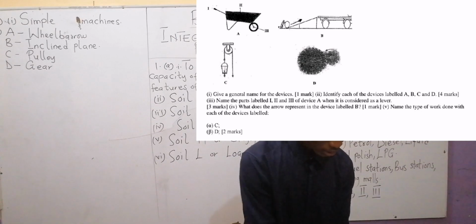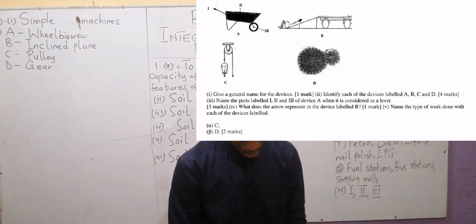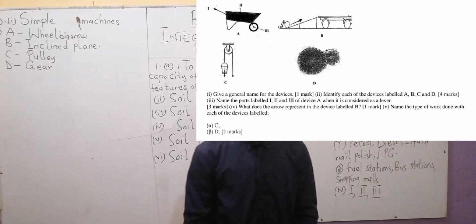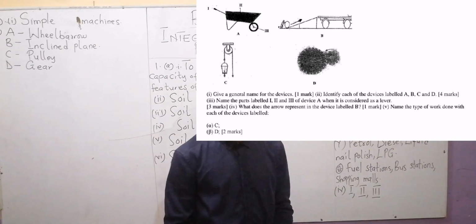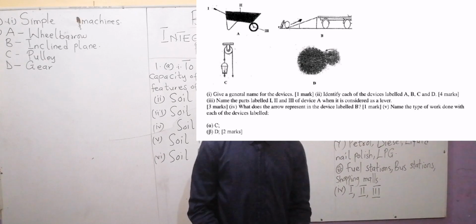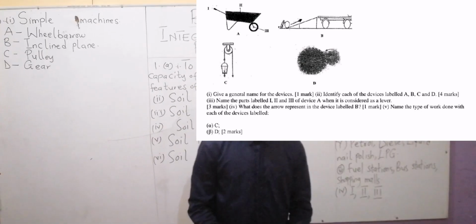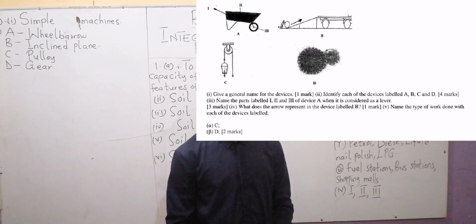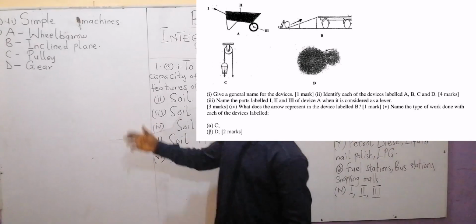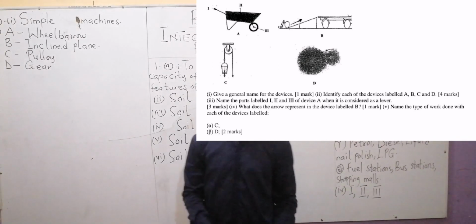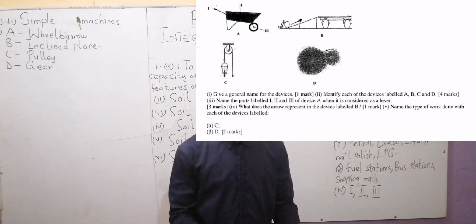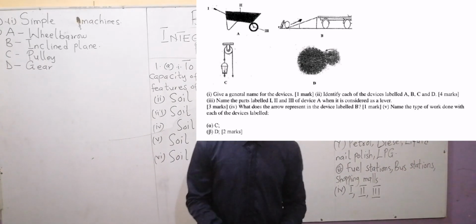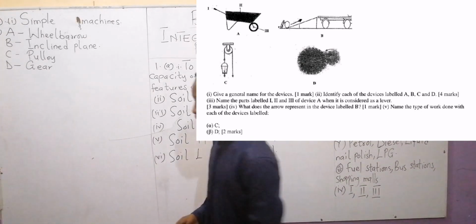Okay, so let's move on to the next question. Name the parts labeled I, II and III of the device A when it is considered as a lever. What is A? A wheelbarrow. So they said the parts labeled of the wheelbarrow. Let us identify those parts.